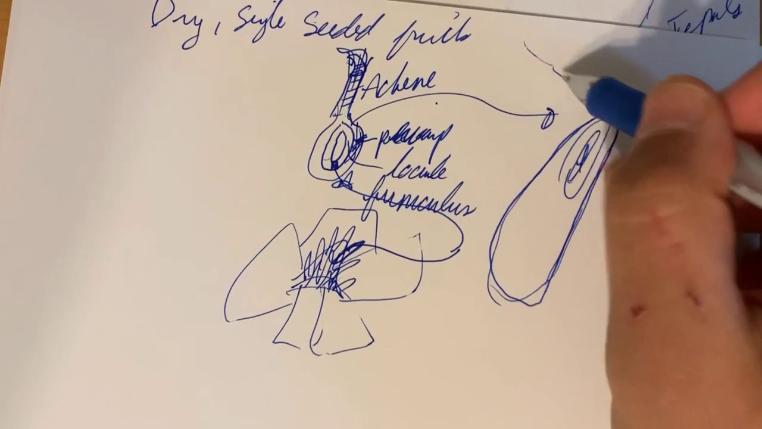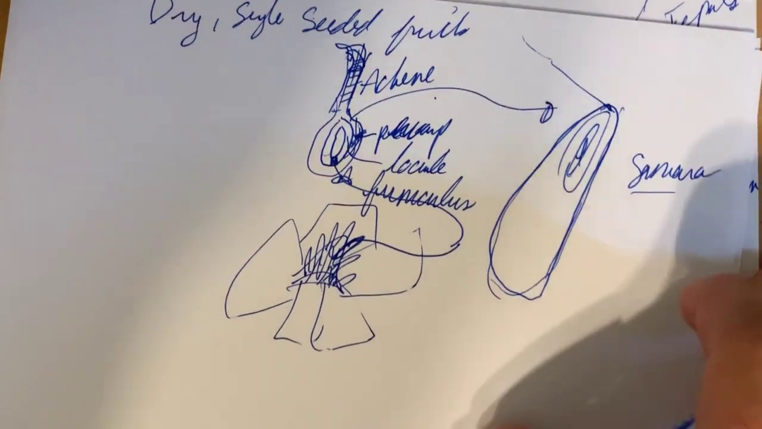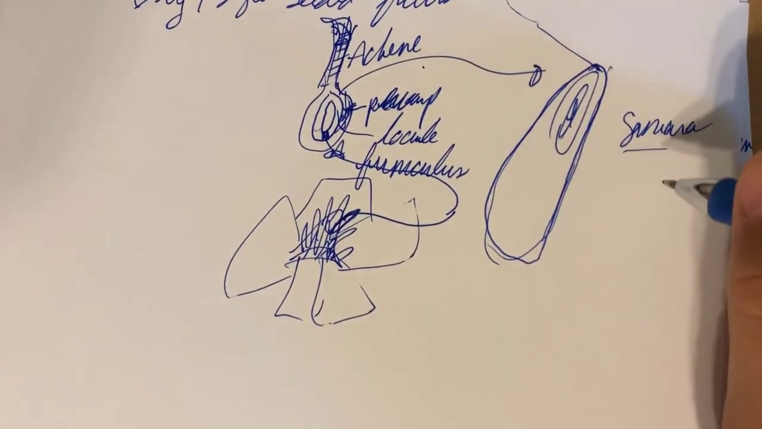I've got a buddy who named his daughter Samara. I was like, do you know what that even means? He's like, what do you mean? I was like, it's a winged fruit.